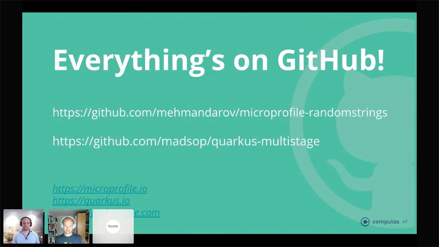All of this, both the Quarkus multi-stage builds and also all the application code for the MicroProfile random strings, this tiny little application with all the build files, everything is available in GitHub. So feel free to take a screenshot of those two links here and follow them.